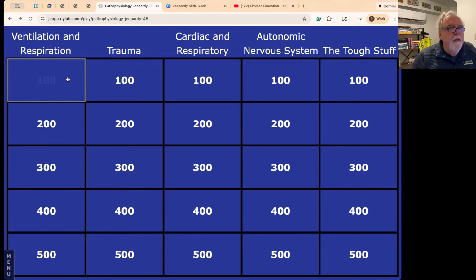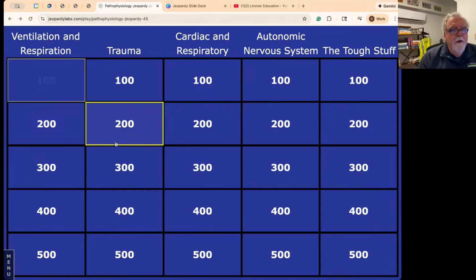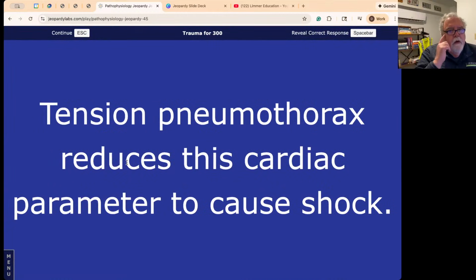All right, so do we have a request for something else over here? Anything else we want to do? All right, I'm going to go to trauma. I'm going to go mid-level trauma, because who doesn't like a good trauma, right? I'm going to put this up on the screen. Oh my goodness. We got a little bit deeper here. Tension pneumothorax reduces this cardiac parameter to cause shock. Anybody that saw the TikToks or the other videos we put out had this as part of it. It's exactly what I did. So you pick trauma for 300, and there we are.